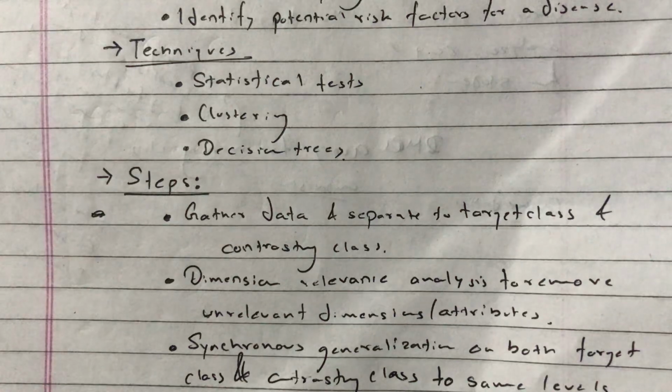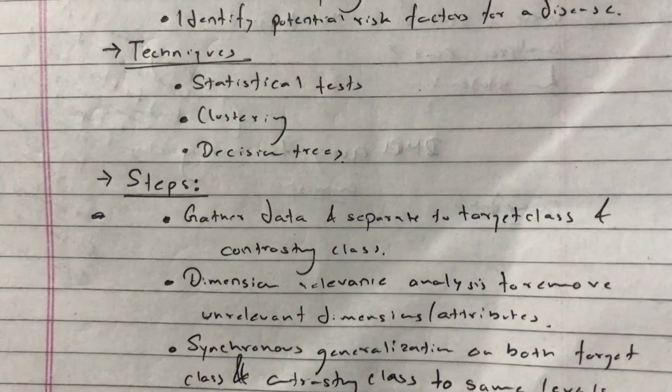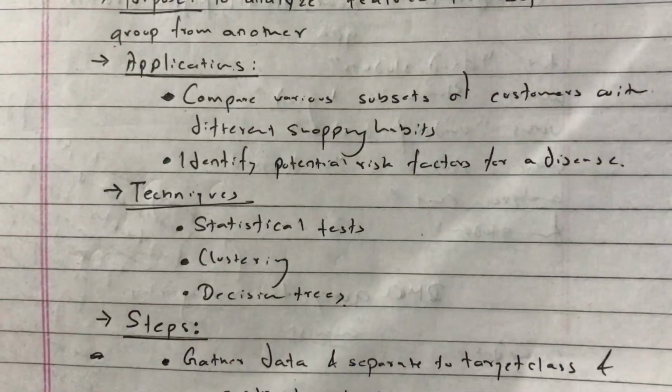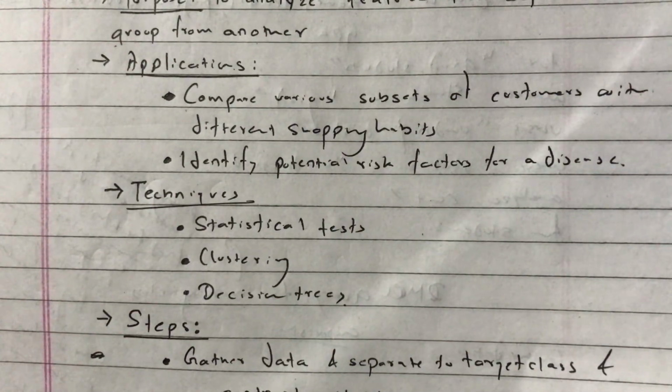For mining class comparison you can use different techniques, which are statistical tests, clustering, and decision trees. These are some of the techniques used in classification in data mining. Some of the applications, as I suggested, are to find out the potential risk factors for disease, or to compare the shopping habits of different customers.